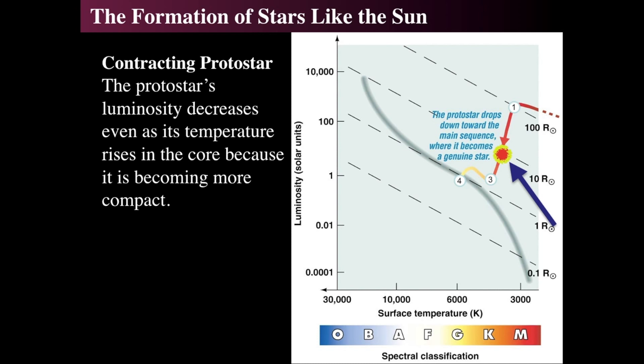as it collapses because the luminosity drops as the radius drops, because there's lower surface area from which it can radiate. So therefore, the luminosity drops. Now, as the luminosity drops, the temperature doesn't change too much. It gets a little bit warmer on the surface, but the core is rapidly increasing in temperature. It's also becoming much more compact.